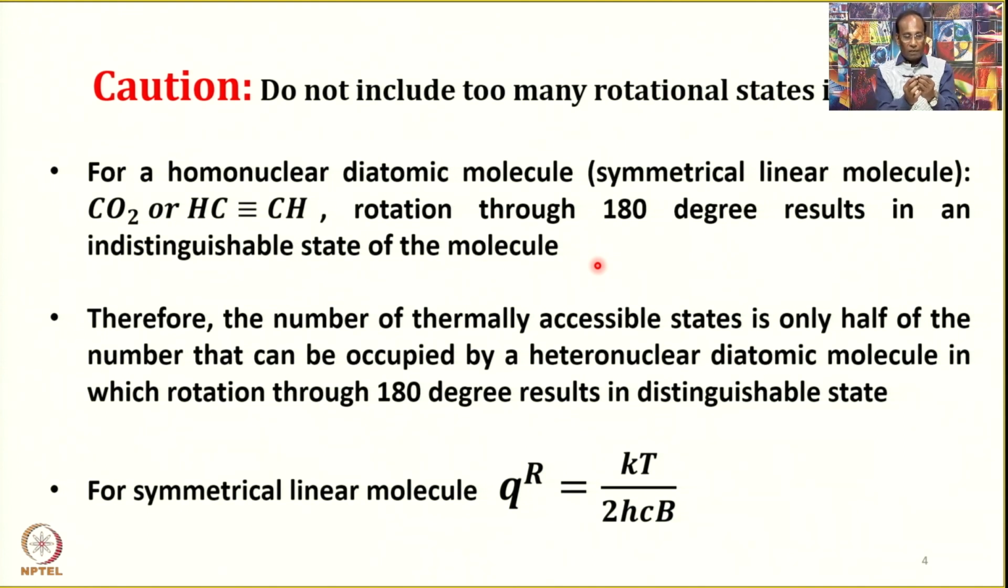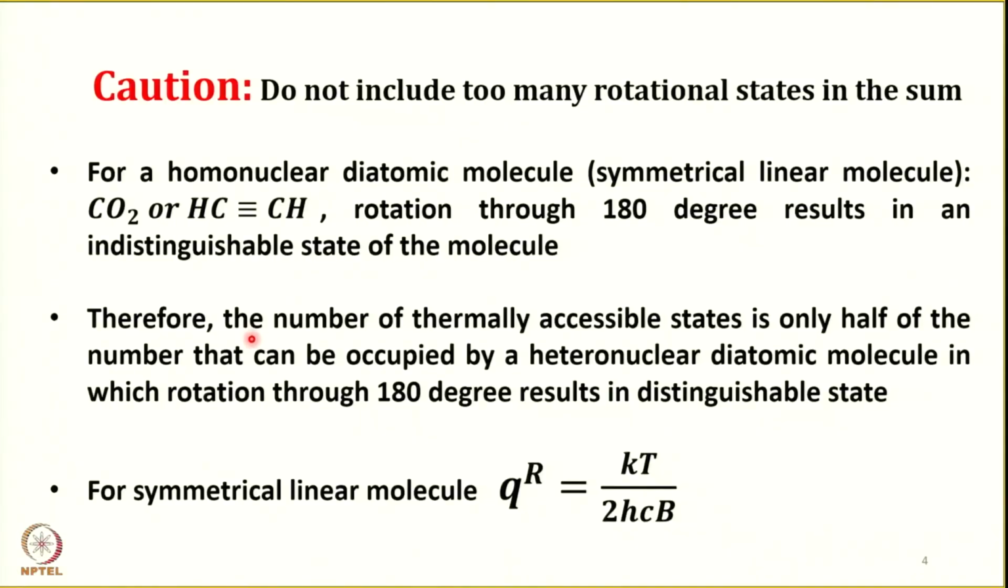For example, if I take this pen and consider this as one atom and this tip as the other atom, and I rotate by 180 degrees, I can distinguish this from this. That is why the number of thermally accessible states is only half of the number that can be occupied by a heteronuclear diatomic molecule, in which rotation through 180 degrees results in a distinguishable state. So that factor of half needs to be applied.